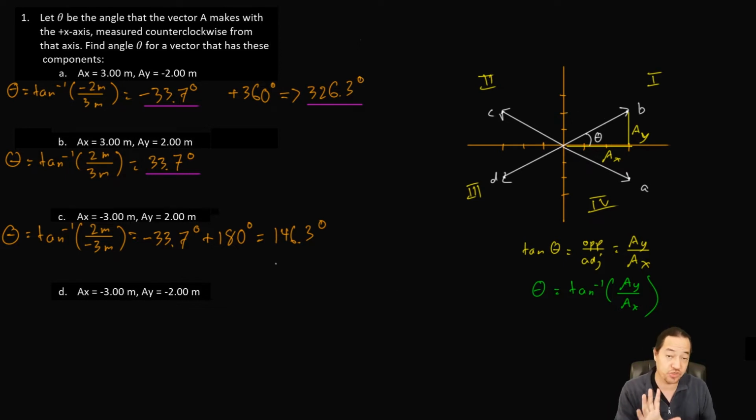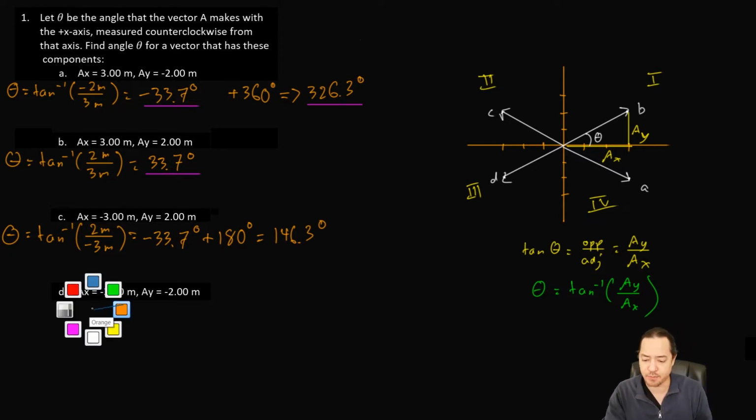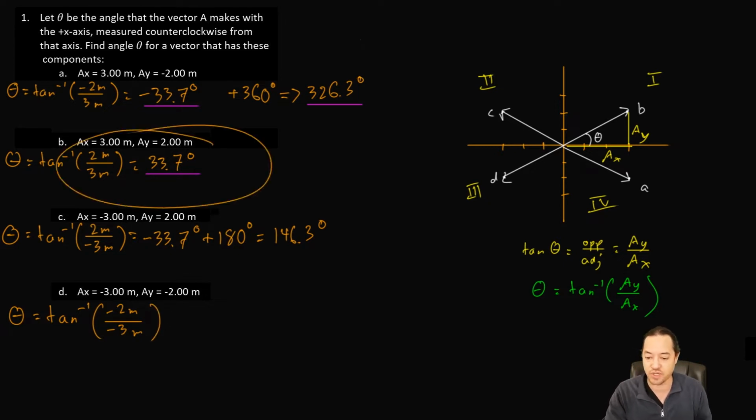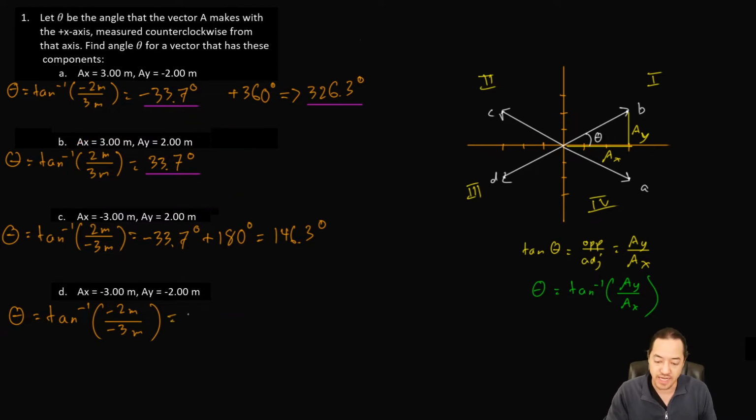So we're learning to be wary when we do this inverse tangent operation. Check to see what quadrant your angle is in. You might be 180 degrees off. All right, finally, let's look at part D using the same exact formula: the inverse tangent of negative 2 meters over negative 3 meters. That's going to be the same as our answer for part B, because the negatives cancel out. And so we will get an answer of 33.7 degrees.